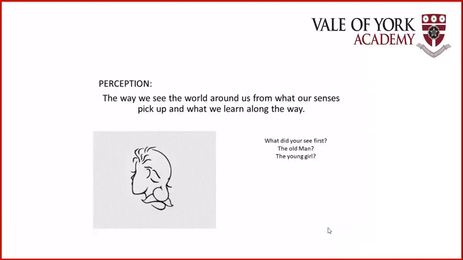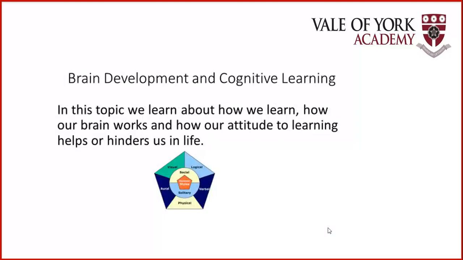Perception is a topic about human beings' ability to use their senses to understand the world around them and how we develop those abilities through life. And we look at visual illusions as well as part of this topic, which is quite fun. Here, there's a little visual illusion, an ambiguous figure. Do you see the old man or do you see the young woman?